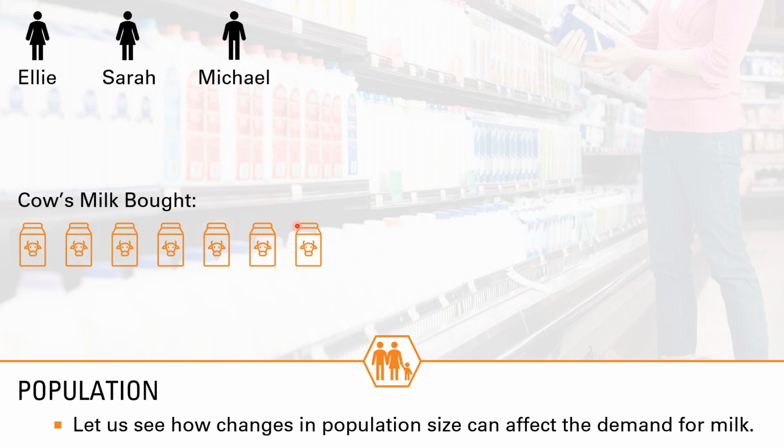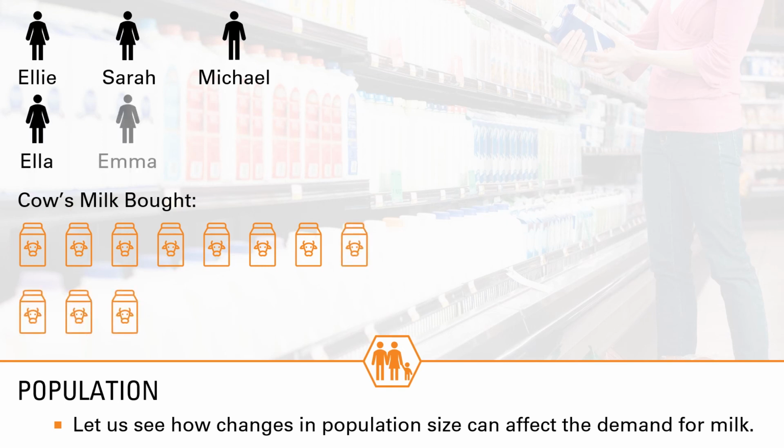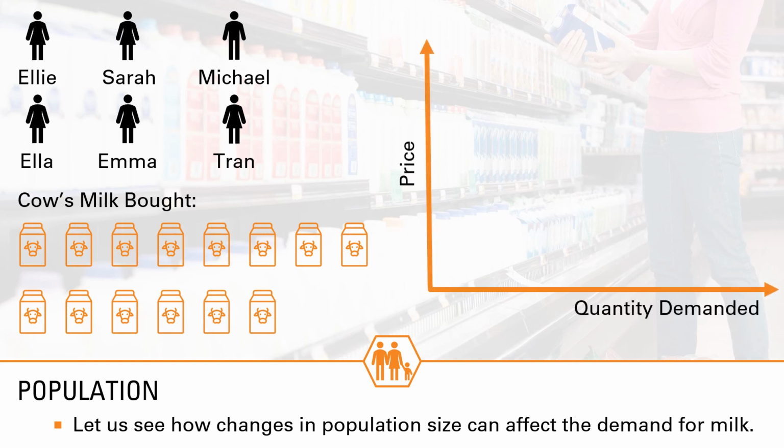The addition of his presence means there's more milk being bought, right? Basically, more people means more milk being bought. Okay, so the higher the population, the more people will buy, the more milk will be bought, right? Because that's what it is.